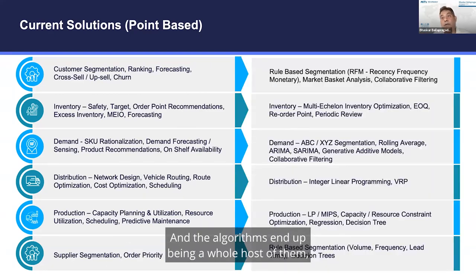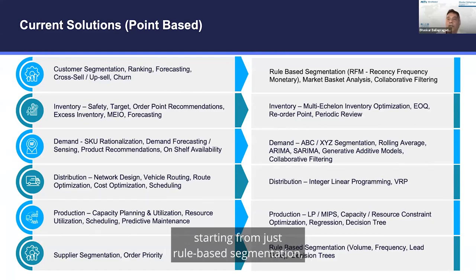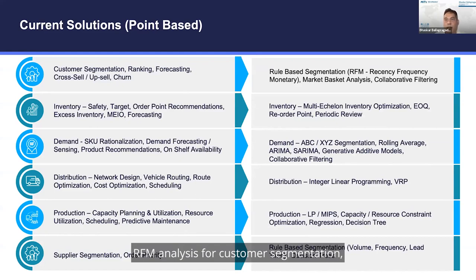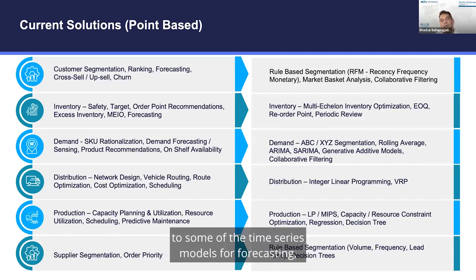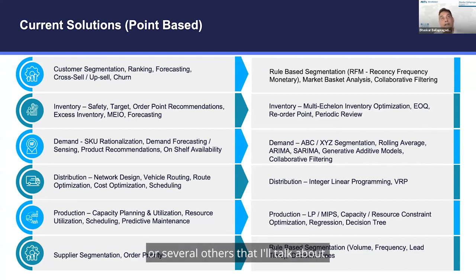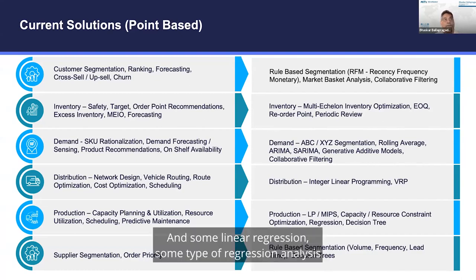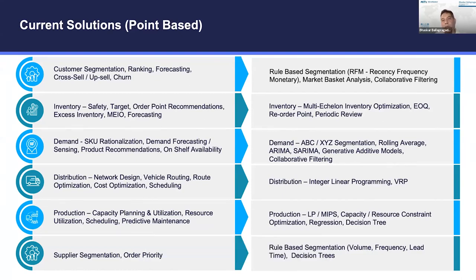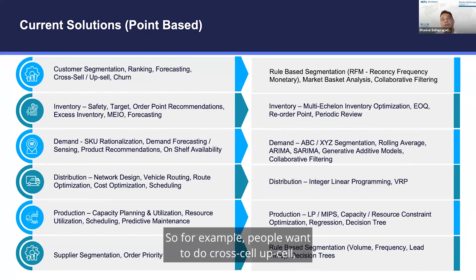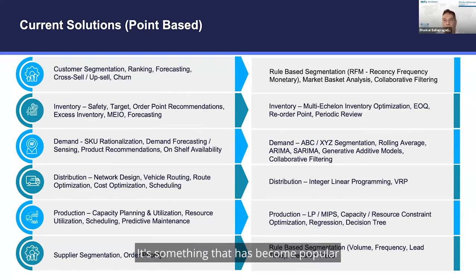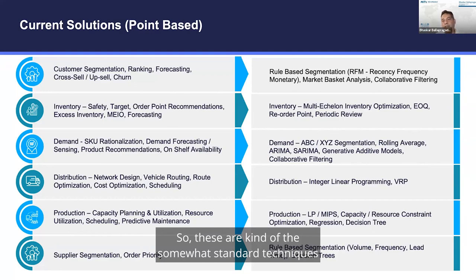And the algorithms end up being a whole host of them, right? Starting from just rule-based segmentation, RFM analysis for customer segmentation, to OR tools or linear optimization tools, vehicle routing tools for handling distribution and production, to some of the time series models for forecasting, whether it is ARIMA, SARIMA, or several others that I'll talk about. And some linear regression, some type of regression analysis, to handle recommendations. So for example, people want to do cross-sell, upsell, they'll use collaborative filtering, which has become popular with the recommendation engines, right? So these are some of the standard techniques that are currently used.